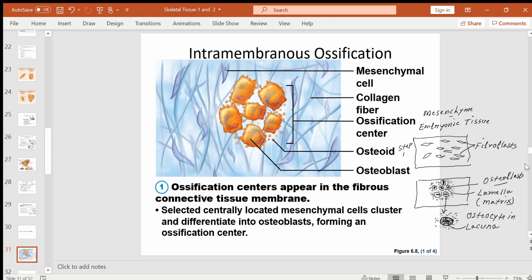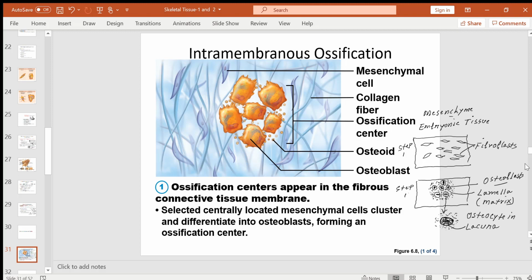So that's how the embryonic membrane becomes bone tissue, and that way some bones of your body are formed, most of the flat bones and clavicles, and that's why this process is called intramembranous ossification. Make sense? So just remember those couple of steps.